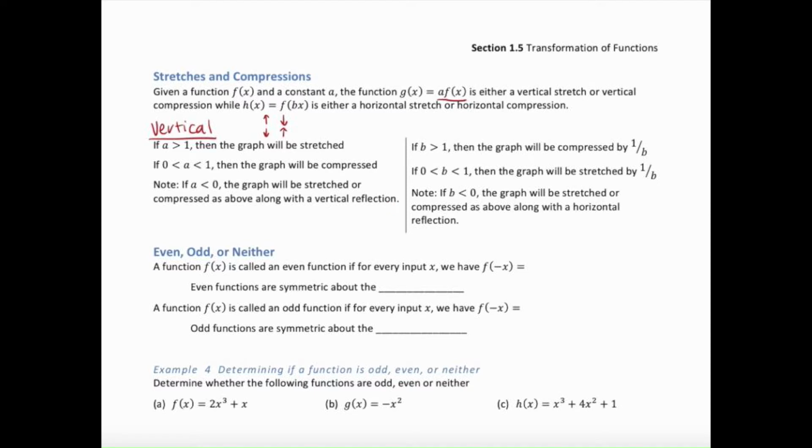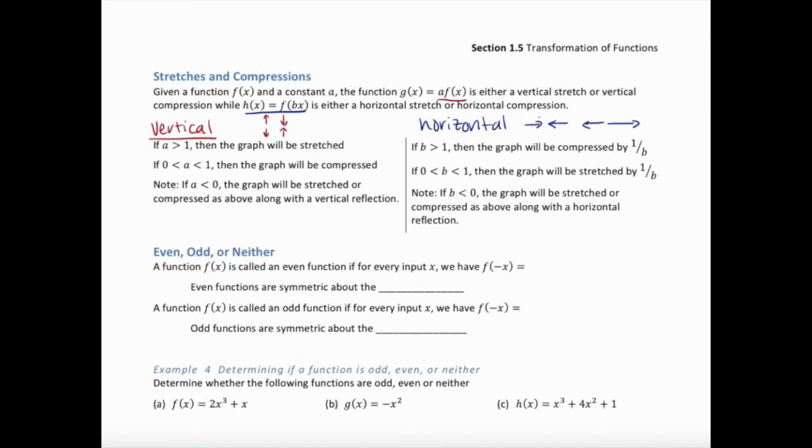Next, what happens with the constant b? So this is the horizontal case. That means we're squishing things in on the horizontal or pulling them out, one or the other. If our constant that is multiplied here to the input of the function is greater than 1, the graph will be compressed. Notice that when b is greater than 1, we have a compression versus when a is greater than 1, we have a stretch. If b is between 0 and 1, the graph will be stretched, and again, it's the opposite of this case. And if b is less than 0, we apply the rules as above along with a horizontal reflection as discussed in the previous video.